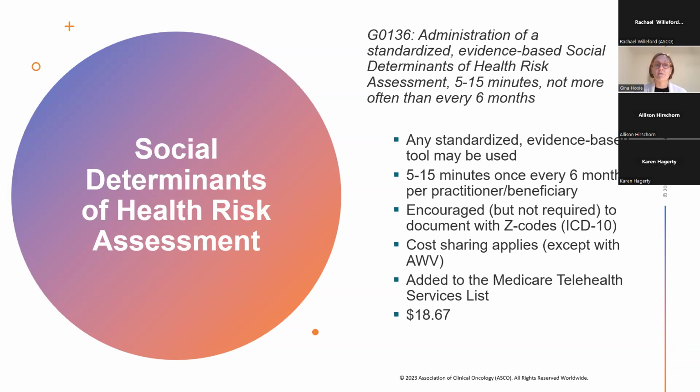This is an assessment that would take about 5 to 15 minutes, and it would only be reimbursable every 6 months. So you couldn't do it every time you see the patient, but it would be every 6 months you could bill for this service. You need to use a standardized or evidence-based tool. Again, it would be 5 to 15 minutes. CMS does encourage people to report the Z codes. These are the ICD-10 codes that identify social determinants of health needs. They're not requiring this, but they are strongly encouraging it.